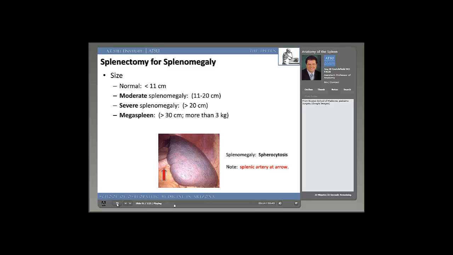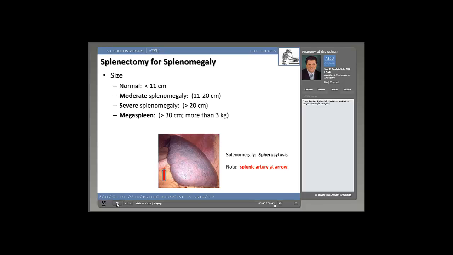Splenomegaly is rated according to the size of the spleen. You don't need to memorize this. Just know that a normal spleen is about the size of your fist, whereas a megaspleen can be greater than 30 centimeters and more than 3 kilograms. Other splenic sizes rated as moderate splenomegaly and severe splenomegaly will help the surgeon determine what type of operative procedure is needed to remove the spleen. Megaspleens are removed via an open approach instead of a laparoscopic approach.